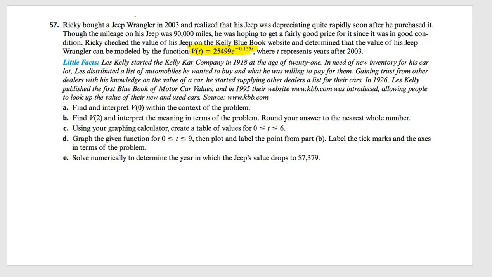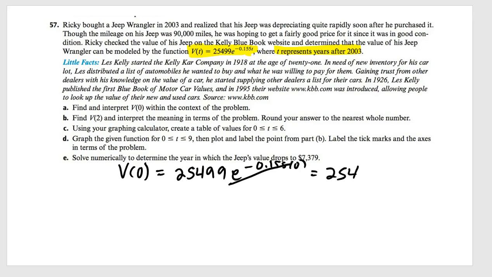We want to be very careful when we're reading a word problem that we understand what the variables mean. So T here represents the years after 2003, and V sub T means the value. So our first section asks us to find what is V sub 0. Realize this is not the year 0. This would be the year T after 2003 would be 0. So it's going to be in the year 2003. Put in a 0 for T, and e to the 0 becomes 1. And so our value at 2003 is going to be $25,499.